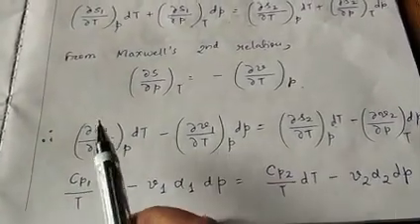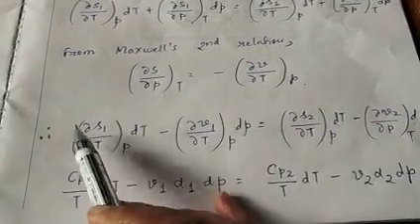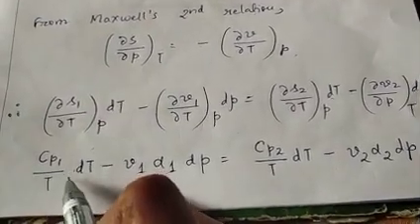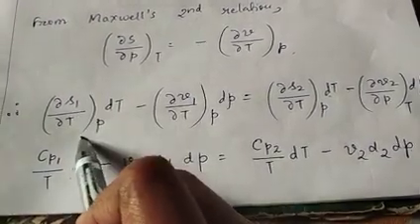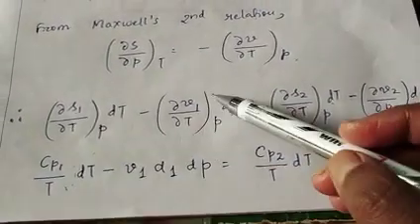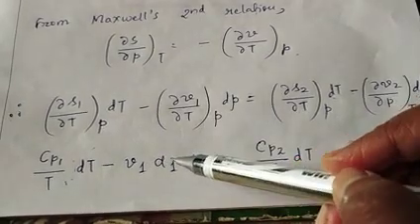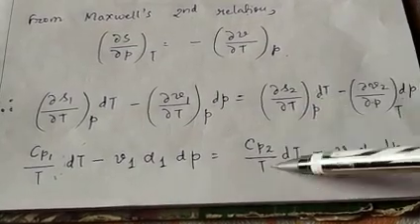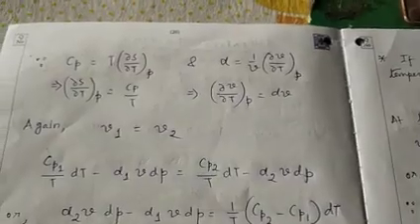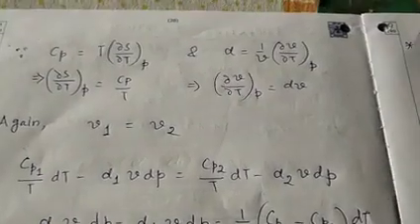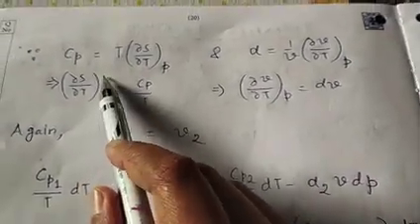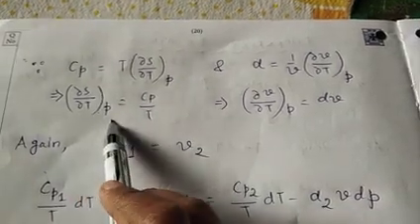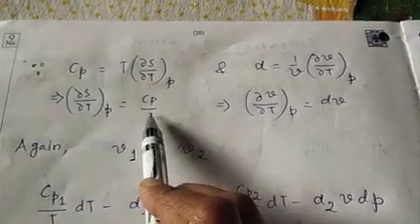Next, this dS1 dT can be replaced by Cp1 by T, and del V del T can be replaced by V1 alpha 1. Similarly, we replace the right hand side, the phase 2 term, by similar equations. Why can we replace it like this? Because we know Cp is equal to T del S del T at constant P. So del S del T at constant P is equal to Cp by T.